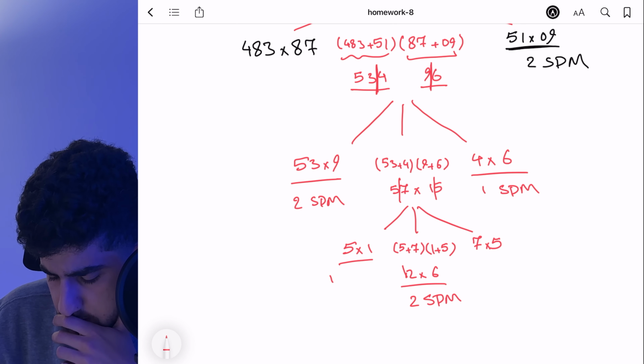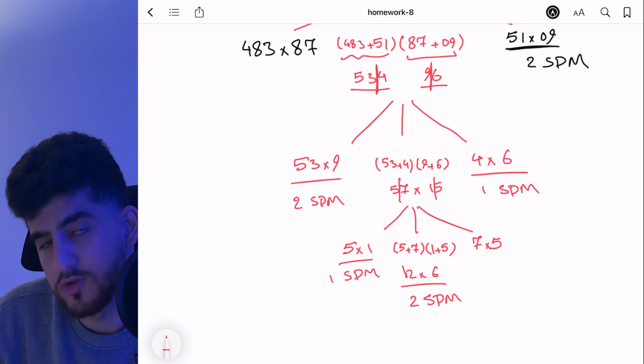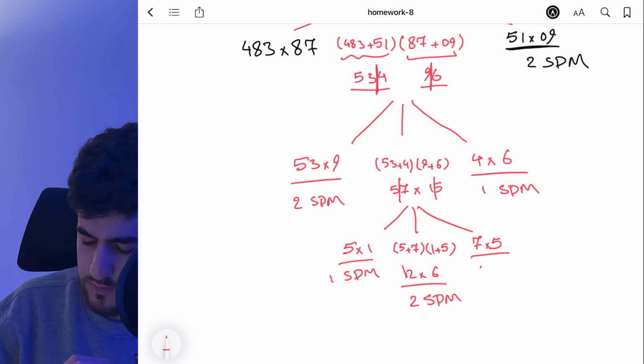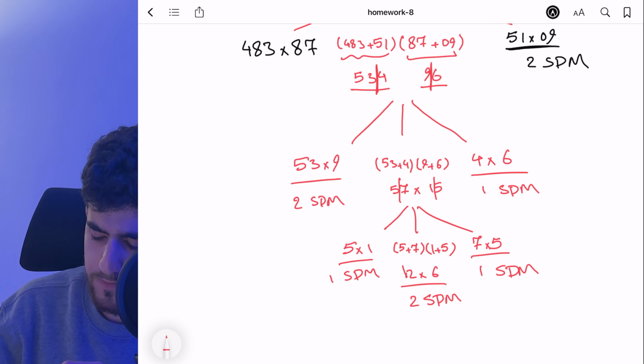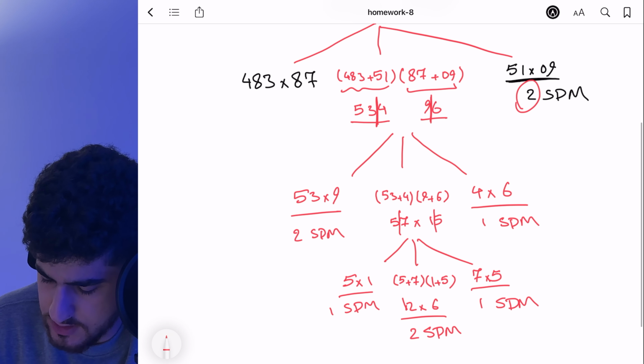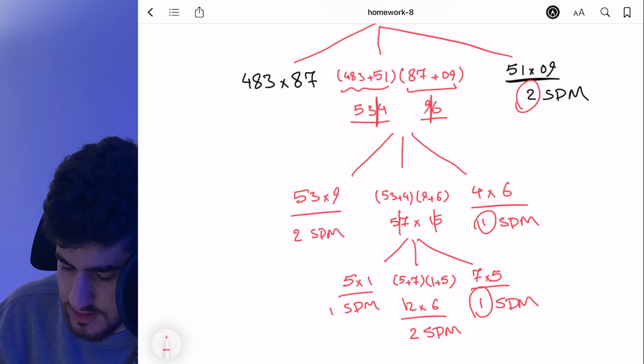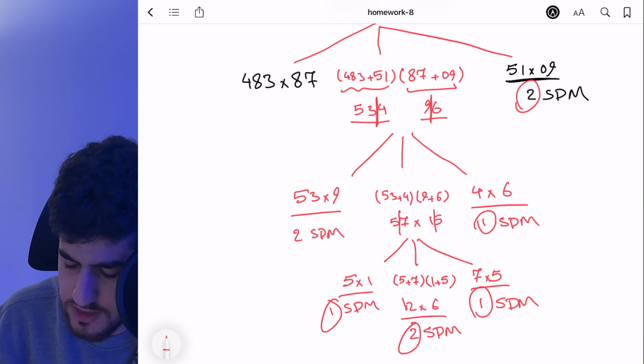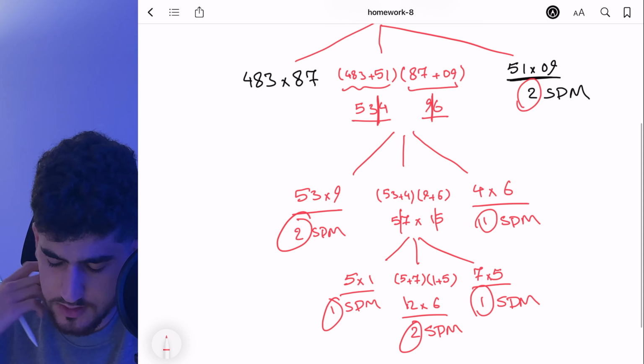This one is a single digit multiplication because both of them have 1 digit. This is 1 single digit multiplication. And we finally get here. Let's circle around these single digit multiplications that we reach in here.